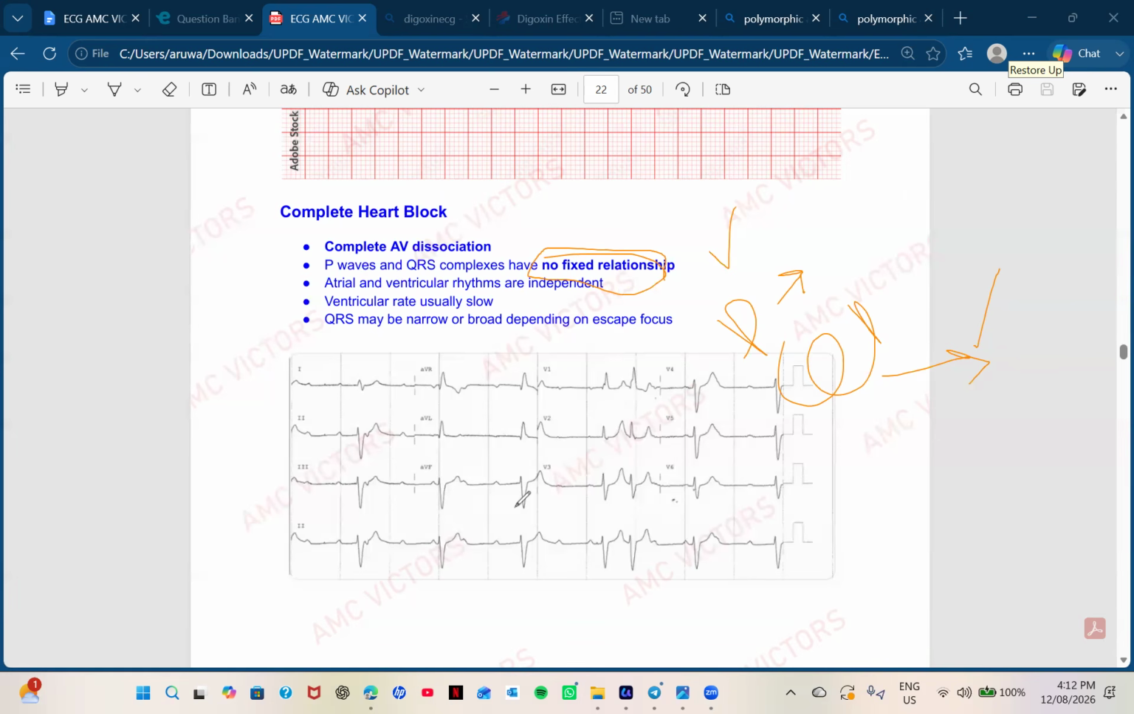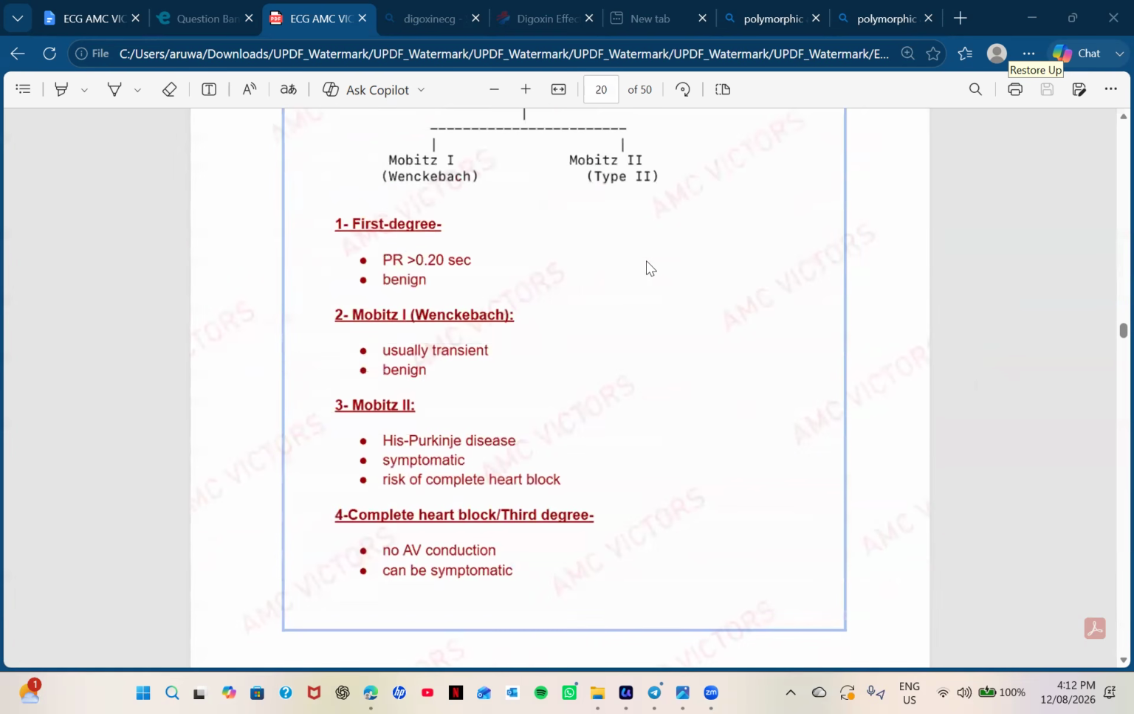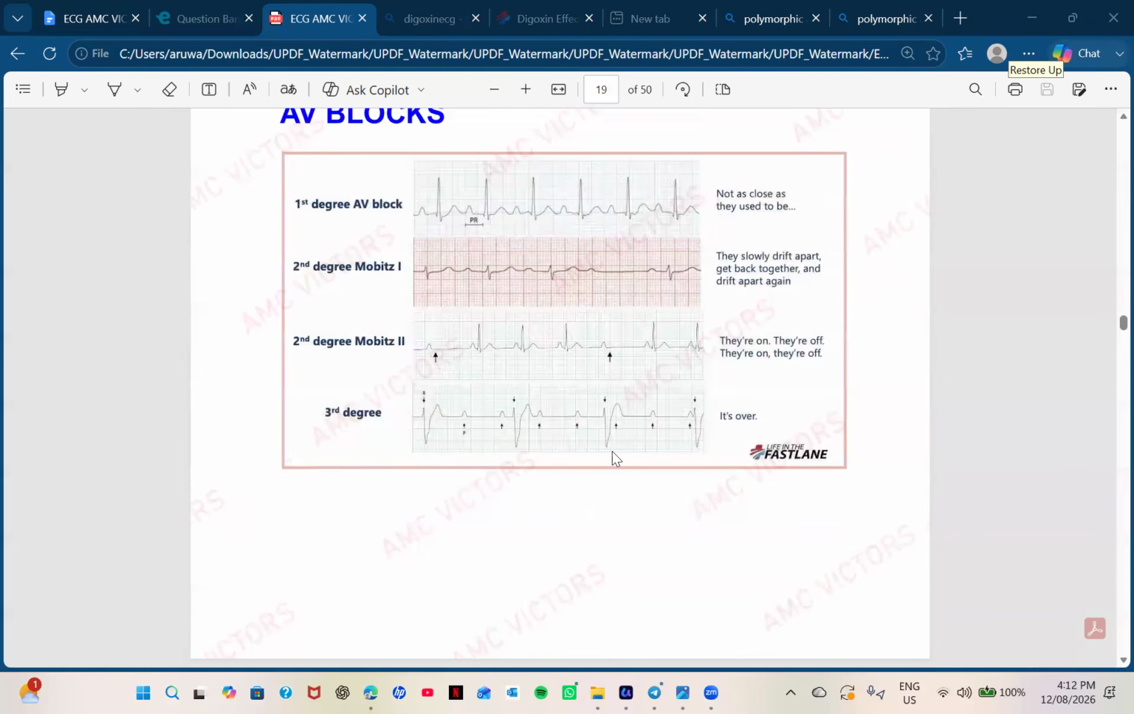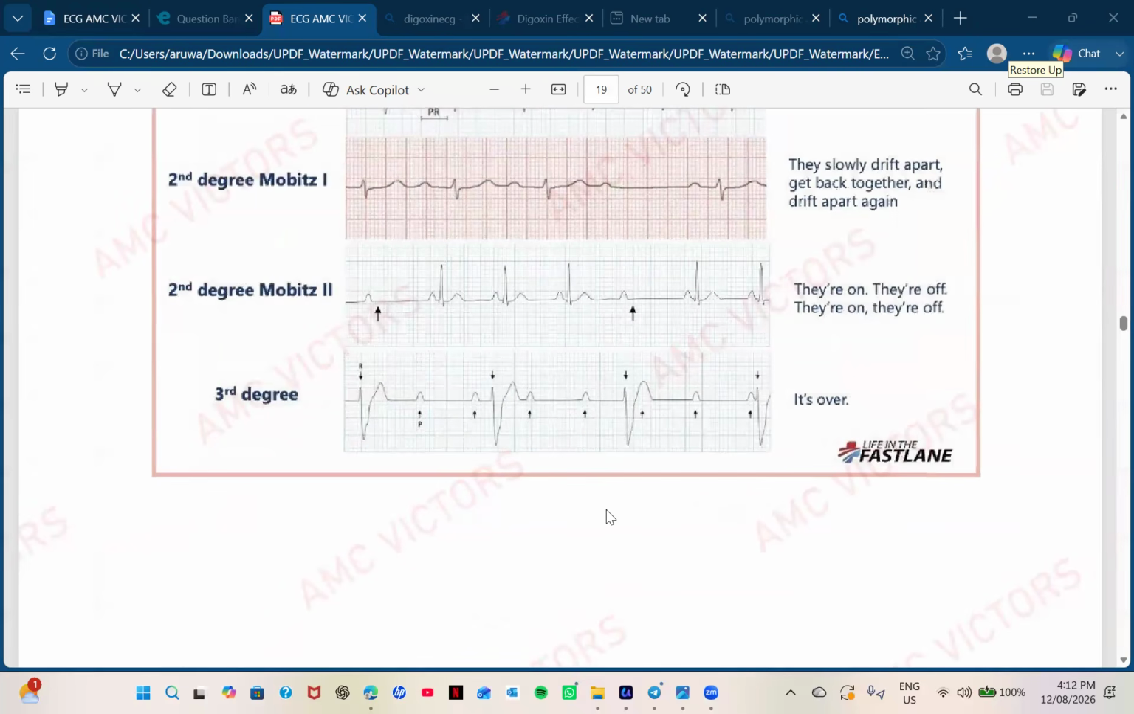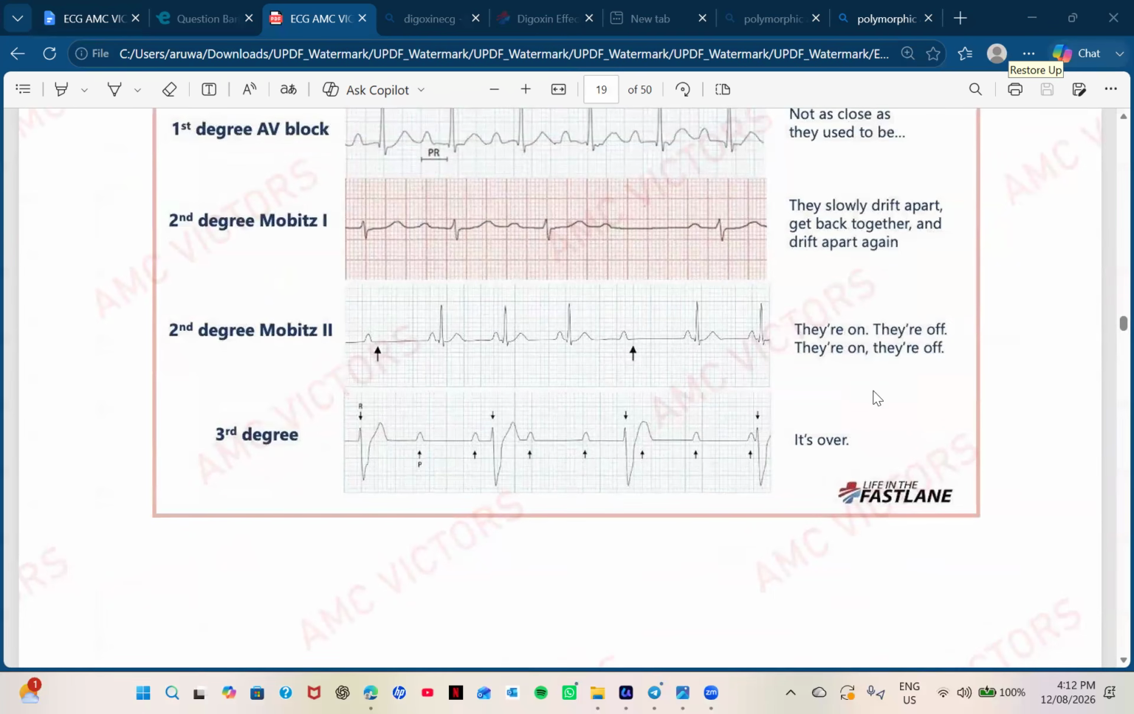And other than that, what can you see in here, doctors? How should you understand? Okay, third degree, it's over, right? It's over, doctors. Divorced, right? What can you see between these P waves and these R waves? Is there any connection? Can you see, doctors?